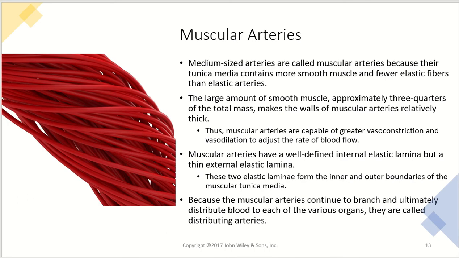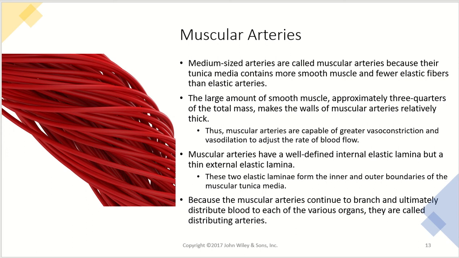Next, we have the muscular arteries. These are going to be medium-sized arteries that are called muscular arteries because they're going to have a tunica media that contains more smooth muscle and fewer elastic fibers than what we would see in the elastic arteries. A large amount of smooth muscle, about 3/4 of the total mass, is going to make up the wall of the muscular arteries, and it's going to be relatively thick. Therefore, our muscular arteries are going to be capable of greater levels of vasodilation and vasoconstriction, which is going to allow for greater adjustments to the rate of blood flow.